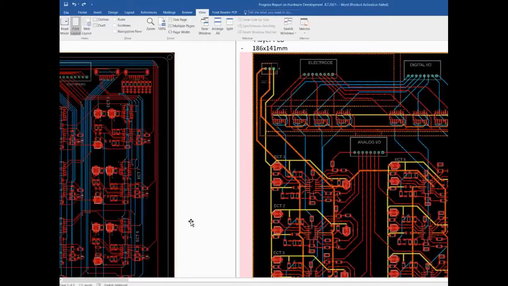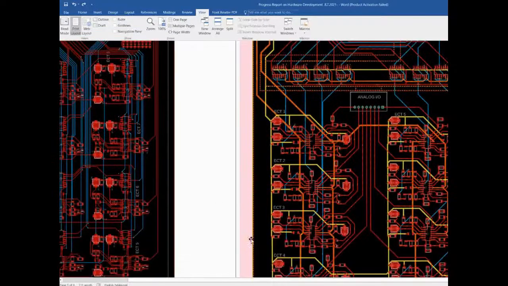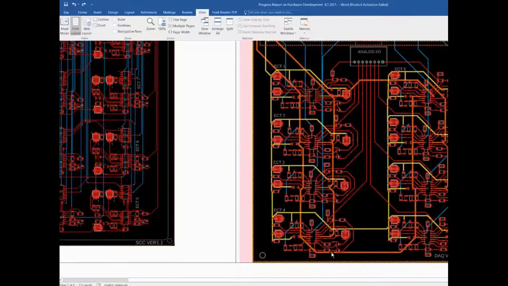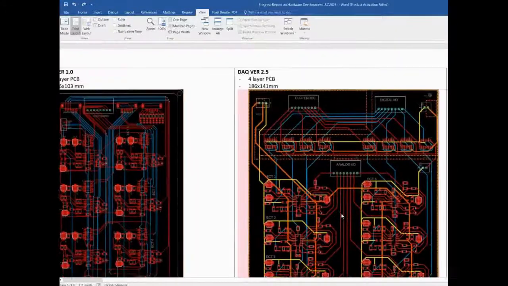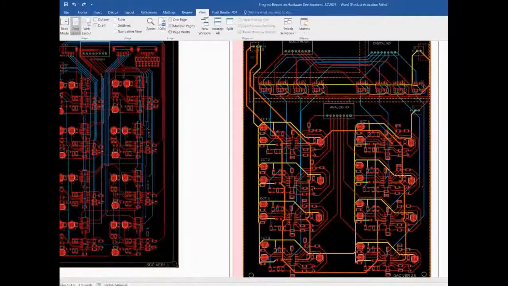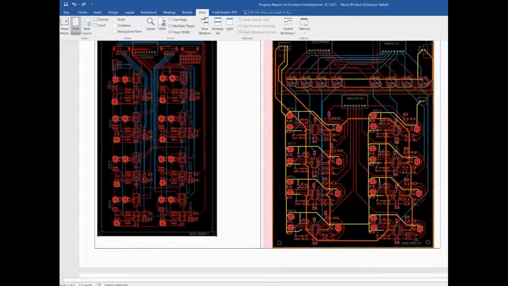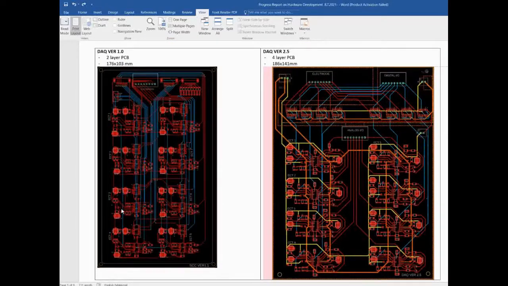The spacing of the traces I have also improved. I have put in some acceptable distance. I increased the width of the trace for the power supply, because that's the one that carries the most current. And I also increased the width of the ground trace. What else?